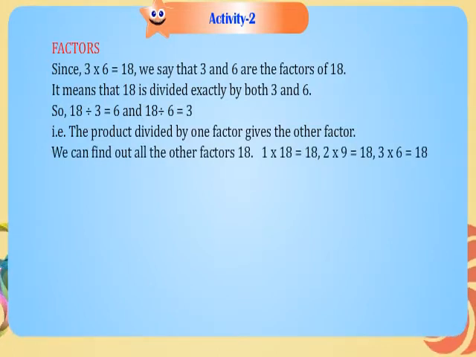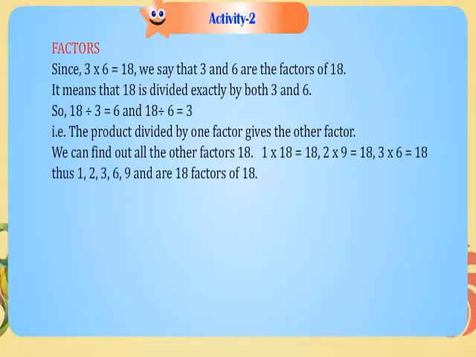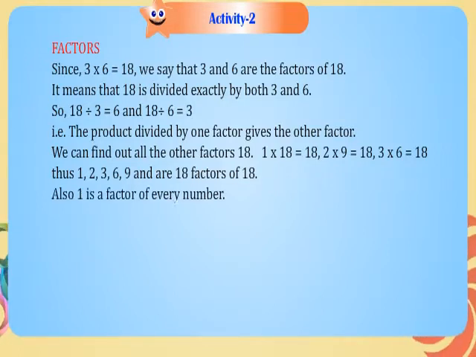We can find out all the other factors of 18. That is, 1 into 18 equals 18, 2 into 9 equals 18, 3 into 6 equals 18. Thus 1, 2, 3, 6, 9 and 18 are factors of 18. Also, 1 is a factor of every number.